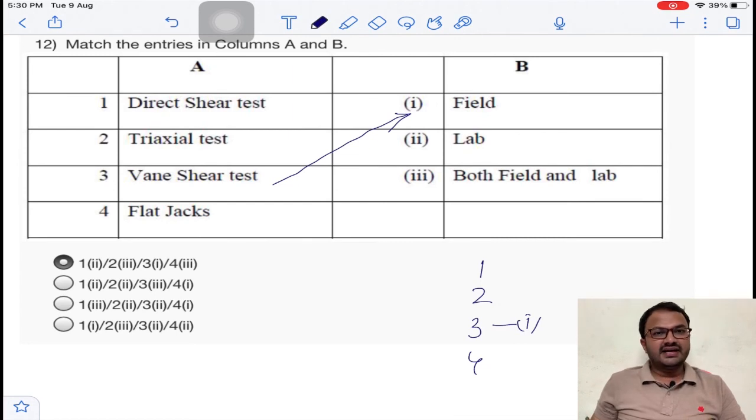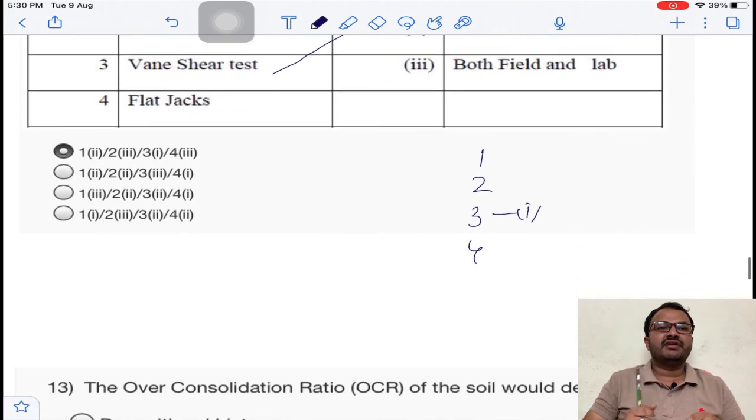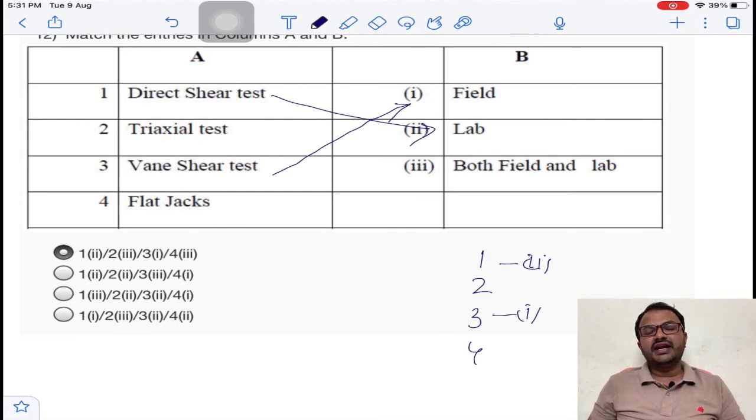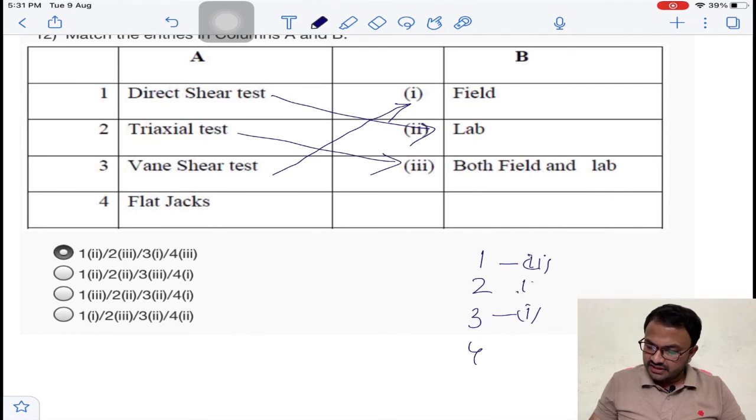And in the direct shear test, we get a completely disturbed sample, something like sand. So for question number 1, it is a lab test. So 1 is 2, and 3 is 1. And the triaxial test we can conduct either in the field or in the laboratory. It is an instrument which requires a completely undisturbed sample. So the triaxial test is both, so 2 is 3.